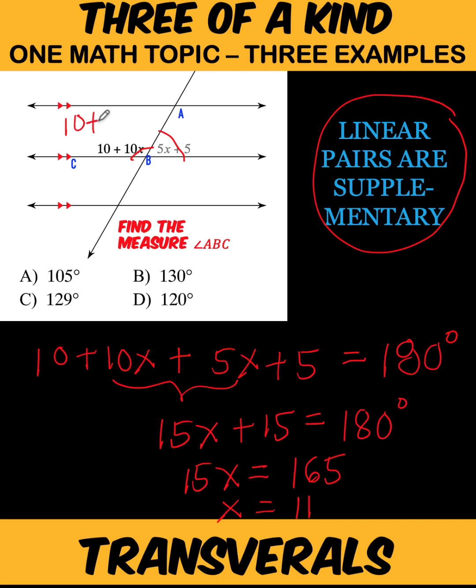So if x equals 11, then we can now find the measure of angle ABC. That is 10 plus 10 times x, where x is equal to 11. And so we have 10 plus 110 equals 120 degrees, which is letter D.